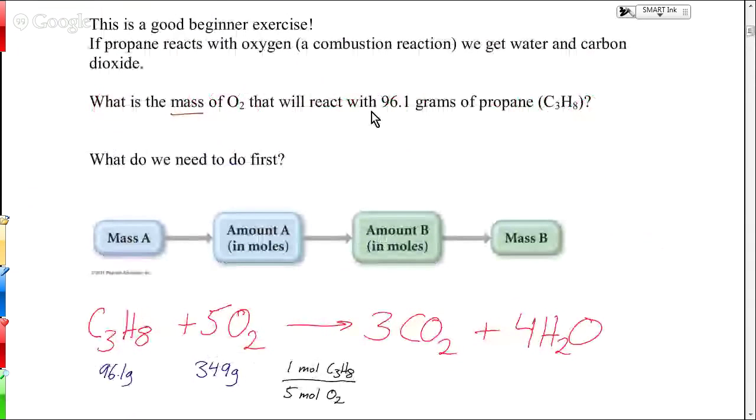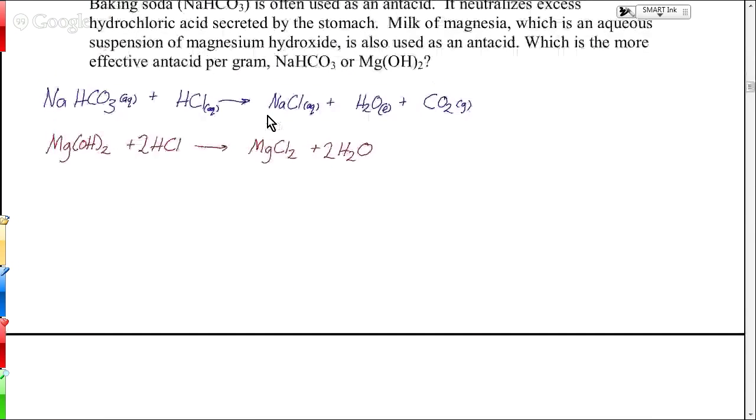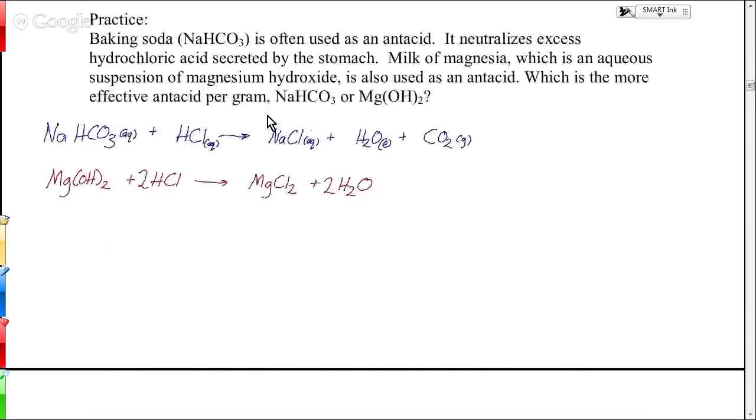What is the mass of O2 that will react with 96.1 grams of propane? Because this is more straightforward of what we're supposed to do. How might we reword this problem so that it's kind of in that same format? How are we going to turn this into a calculation that's just like what we did?